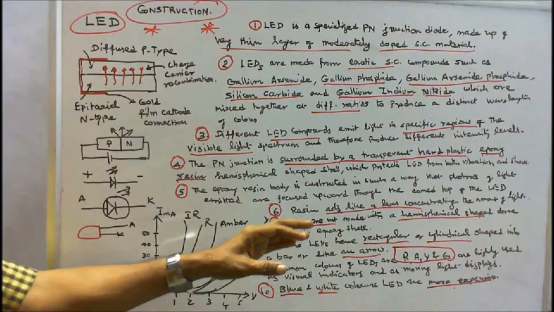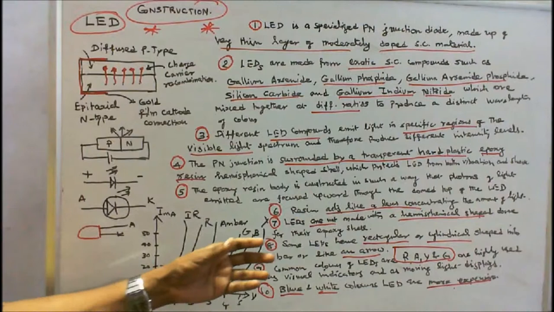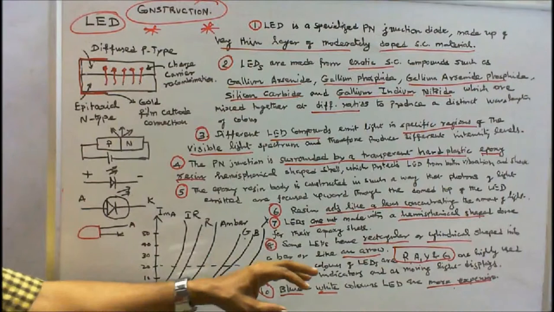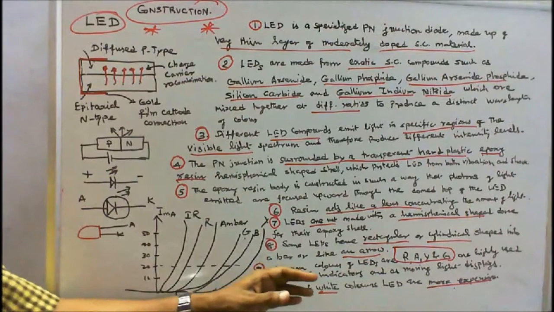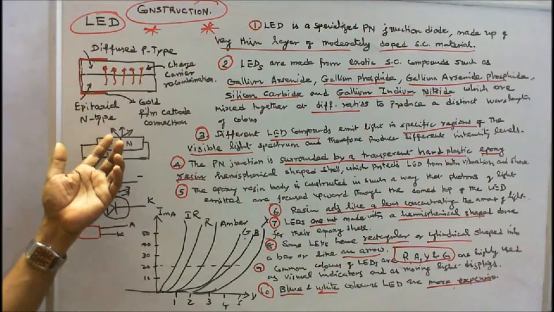Common colors of LEDs are red, amber, yellow and green, and they are highly used as visual indicators and as moving light displays. Blue and white color LEDs are more expensive than standard LEDs. This is the constructional detail of a light emitting diode.